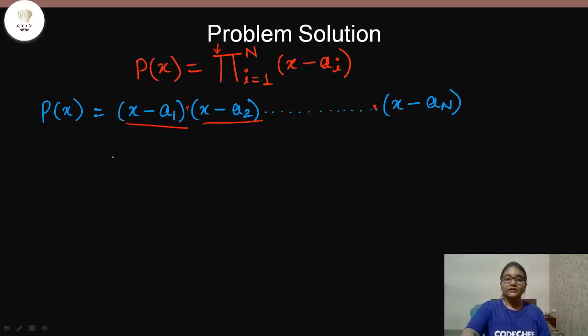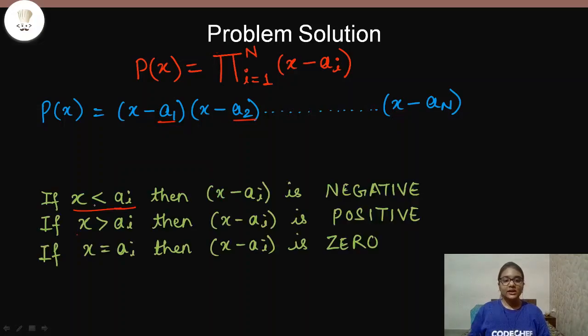So how do we know whether the answer of an individual term will be positive, negative, or 0? That is very easy, right? If x is less than ai, if the queried value is less than the root, then this term will give us a negative answer. If the queried value is greater than the root ai, then x minus ai, the individual term, will be positive. And if x is equal to ai, in that case the term will result in 0. That is what I am talking about, the individual terms of the polynomial. Now these two we will talk about afterwards. Let us see the third condition.